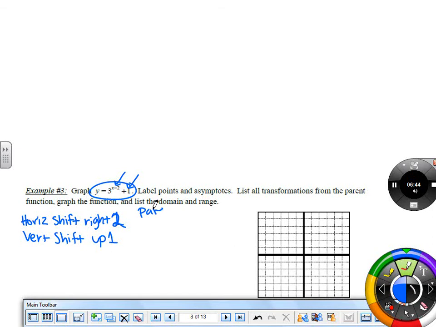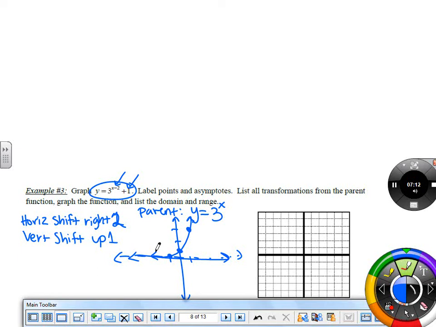And again, you have to be able to create your parent function. And in this case, the base is 3. So in our parent function, we're going to have our asymptote at y equals 0 and that point at (0, 1). When we plug in 1, we would get 3. When we plug in -1, we would get 1/3. So there's a couple of reference points along with that vertex point, and we can create our exponential graph.